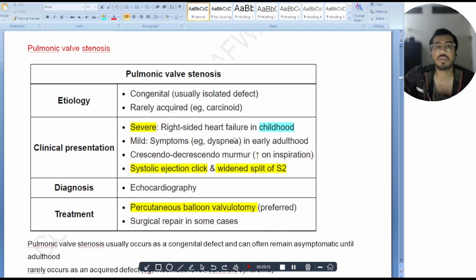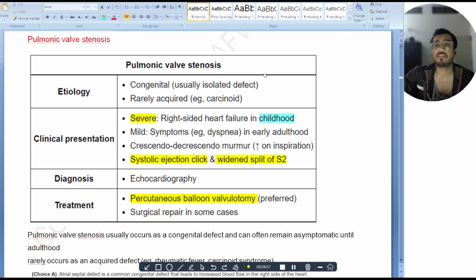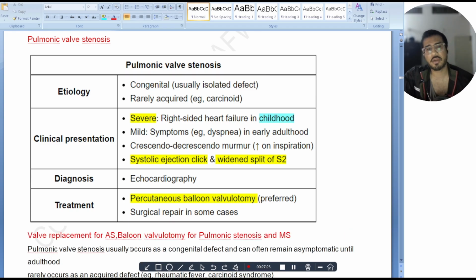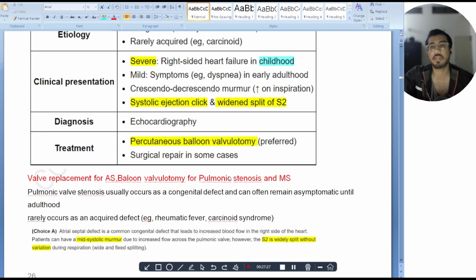So one thing I need to mention here: if it's aortic stenosis, what do you do? You don't do valvulotomy or balloon valvulotomy. You replace the valve. If it's mitral stenosis, what do you do? You do a balloon valvulotomy. If it's pulmonic stenosis, you also do a balloon valvulotomy. Why am I revising this? Because it gets confusing. For the aortic valve, you replace the valve. For the mitral and pulmonic valve, you just do a valvulotomy. So I'm also going to add it here as well. So I just added it here. Valve replacement for AS, balloon valvulotomy for pulmonic stenosis and MS.